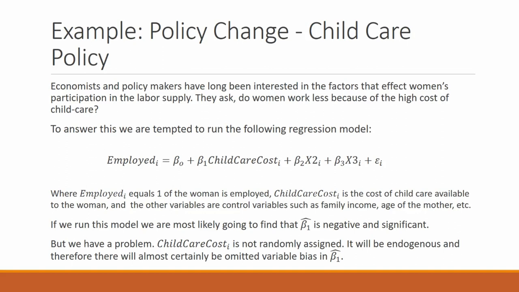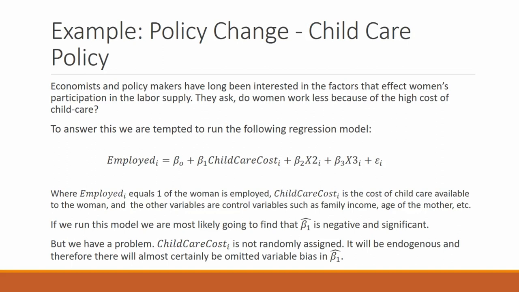But again, we have a problem, because childcare costs are not randomly assigned. They'll be endogenous. There will almost certainly be omitted variables, and therefore omitted variable bias. So we can't simply run this, what we could call a naive model. We have to somehow address the omitted variable bias in the childcare cost variable.